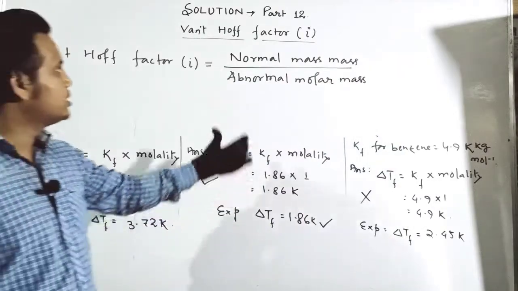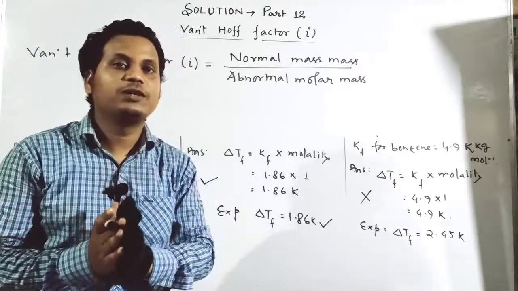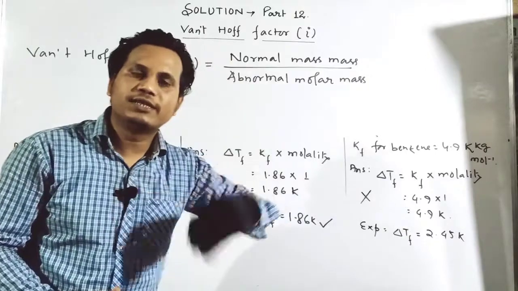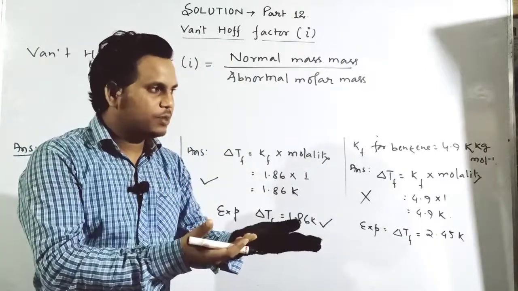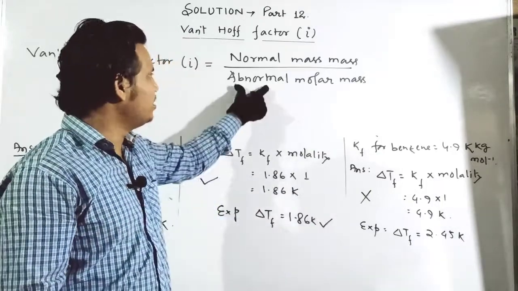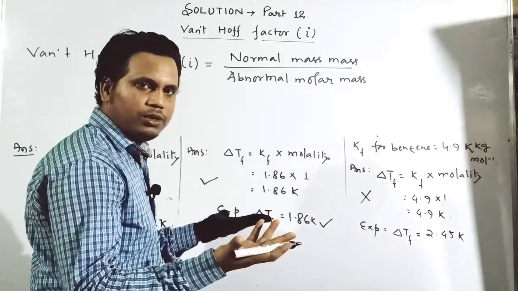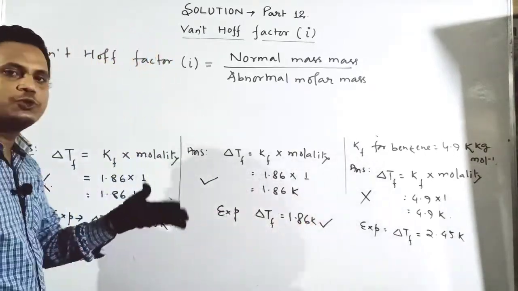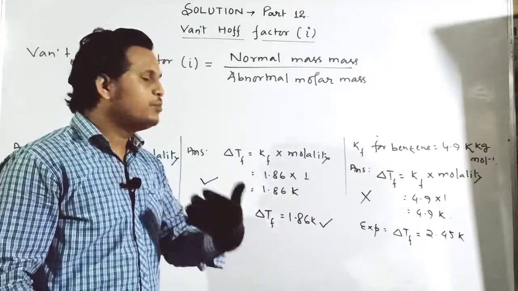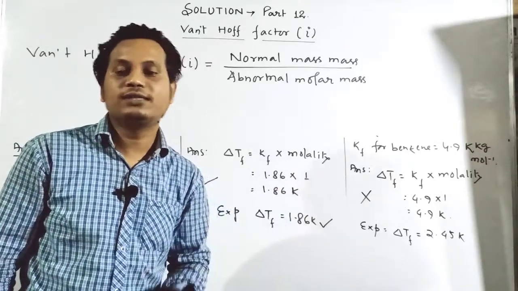Normal molar mass by abnormal. Abnormal molar mass means molar mass which is different from what we expect and what result comes. If both are different, then it will be abnormal molar mass. Normal means whatever the molecular mass value should be. Abnormal molar mass means what we are expecting, but the result is different.